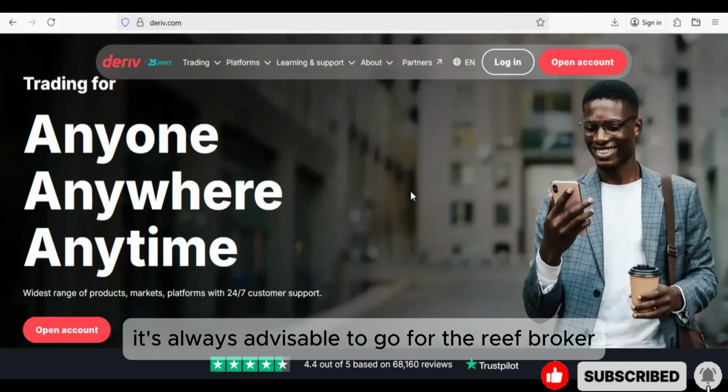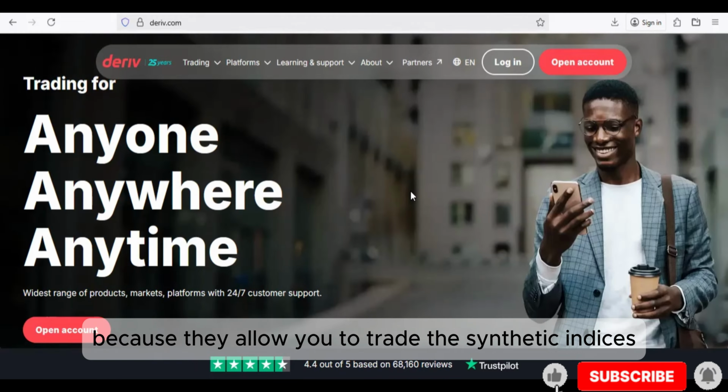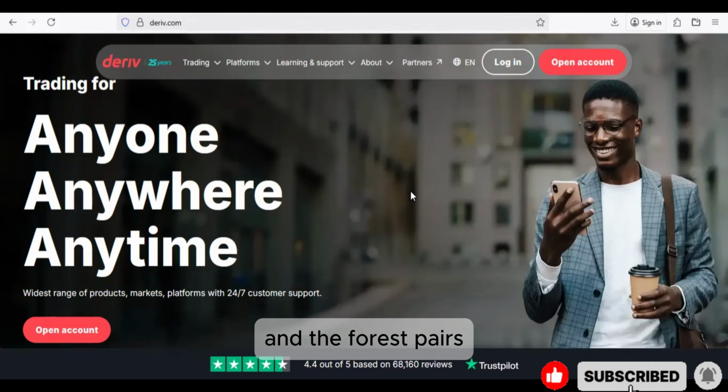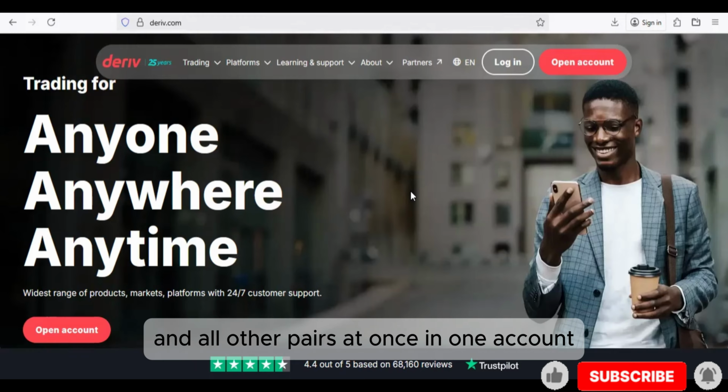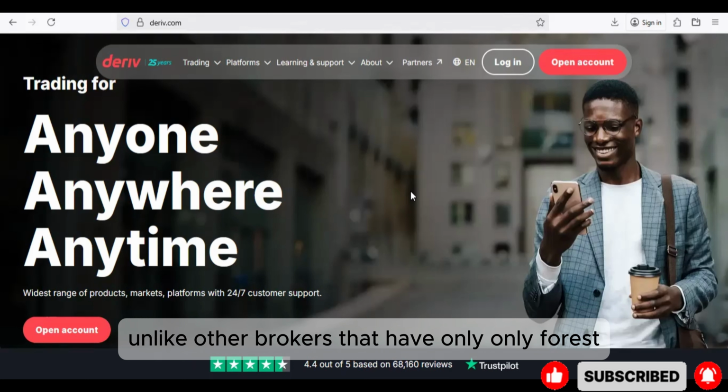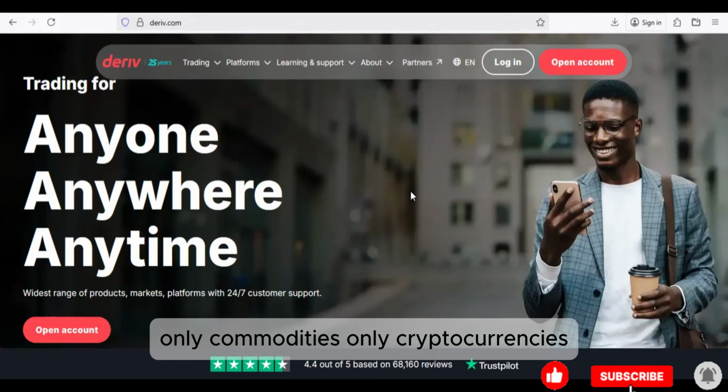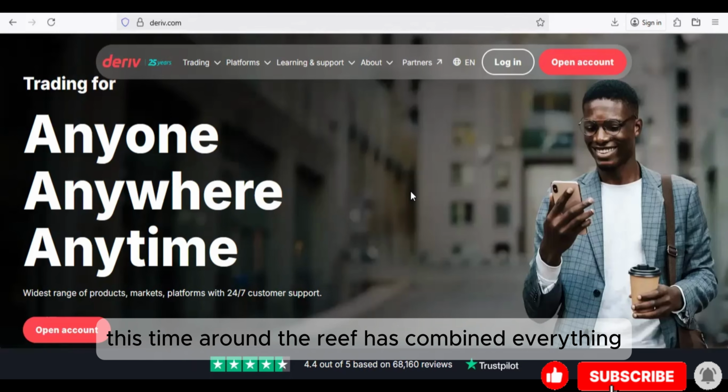It's always advisable to go for Deriv broker because they allow you to trade the synthetic indices and the forex pairs and all other pairs at once in one account, unlike other brokers that have only forex, only commodities, only cryptocurrencies. This time around, Deriv has combined everything.